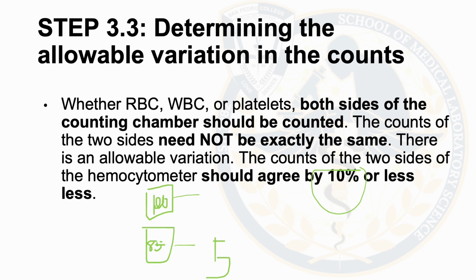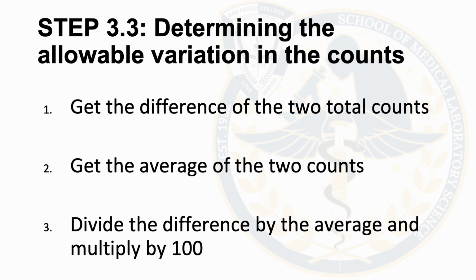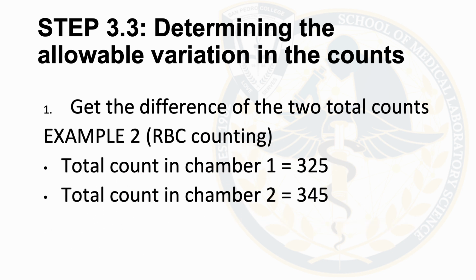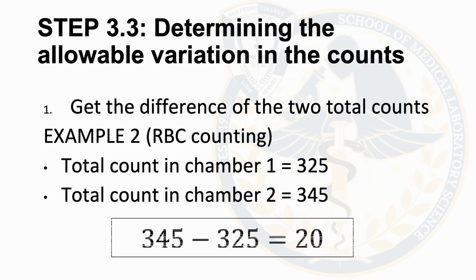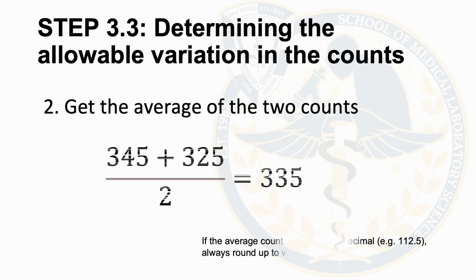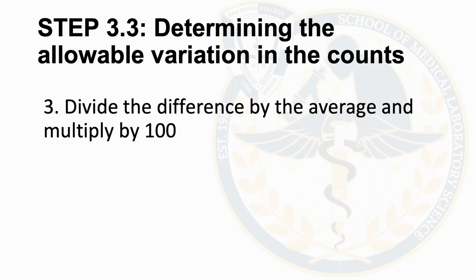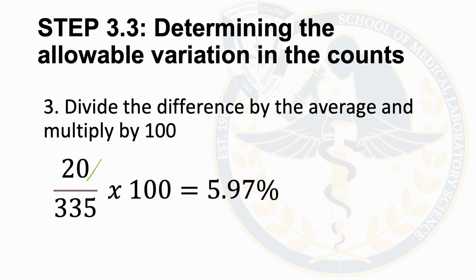So, again, the difference between the one counting chamber and the other counting chamber should only be 10% or less. Get the difference muna. So, tingnan mo, 325, 345. So, isang counting chamber 325, yung isang counting chamber 345. So, ang difference nila is 20. So, yung 20 na yan, i-divide mo yan sa average ng dalawang counts. So, 345 plus 325 divided by 2. So, your average is 335. So, ang mangyayari is 20 divided by 335 times 100, which is constant.